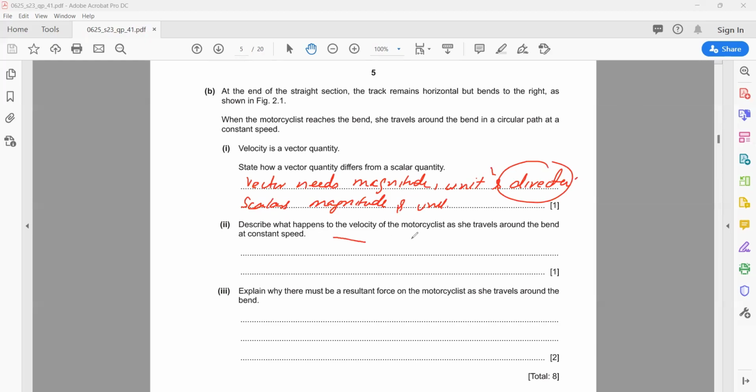Describe what happens to the velocity of the motorcyclist as he goes round the bend at constant speed. Yes, as I told you, the velocity will change. The speed is constant, but the velocity will change. Why? Because the direction is changing. So you can say that velocity will be changed because direction is changed.